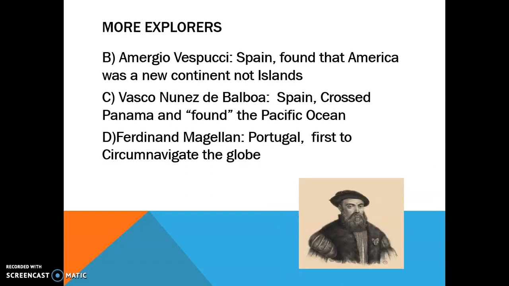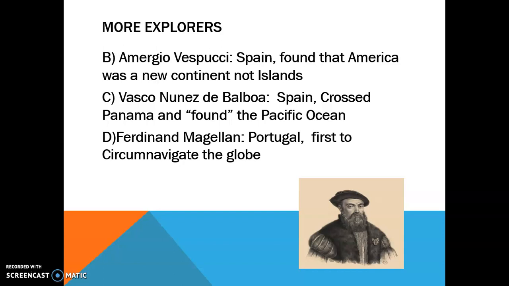Alright, a quick survey of some other explorers. We have Amerigo Vespucci, who's Italian, who will sail for Spain. He ends up discovering that what Christopher Columbus ran into was not just a whole bunch of islands, it was actually a whole entire continent. And he's going to name it after himself, America, hence his name Amerigo, just a feminine version of his first name. So then we have Vasco Nunez de Balboa, who will also sail for Spain.